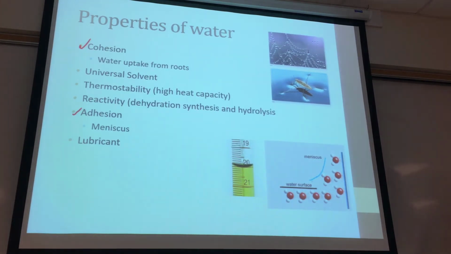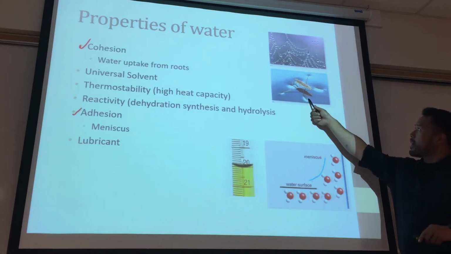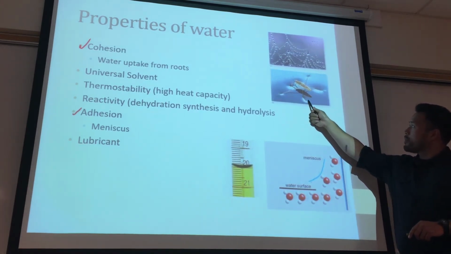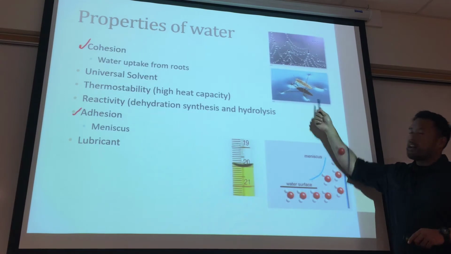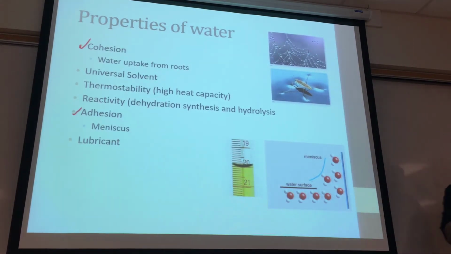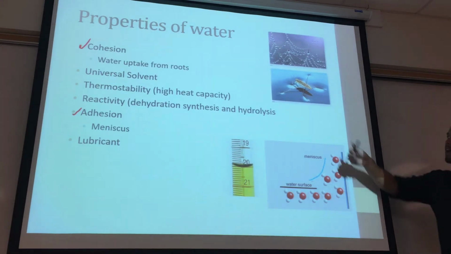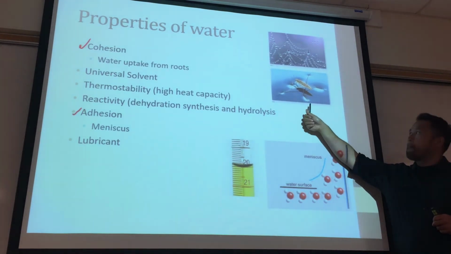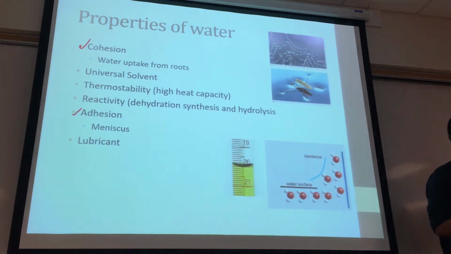This is a specific bug that walks on top of water. And the reason, if you take a look at the surface of the water, you can see that it kind of bends in a little bit. Those water molecules are holding together. Those hydrogen bonds happen to hold the water together, and the water strider can run across without breaking the surface of water. It's that light.